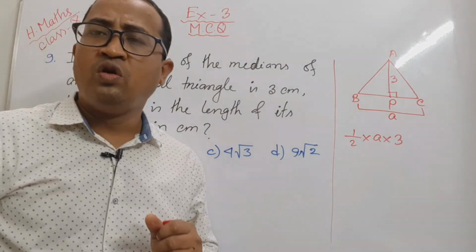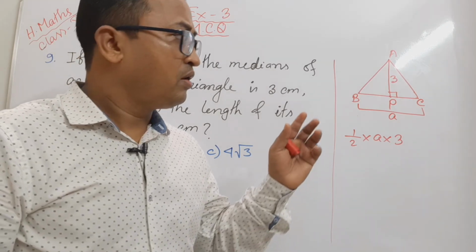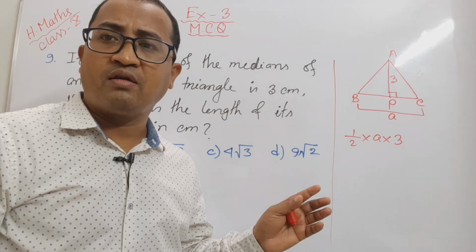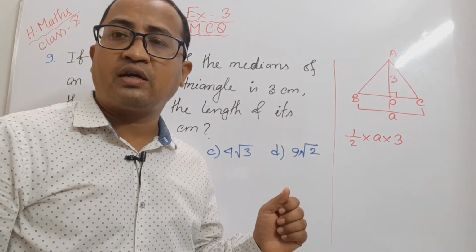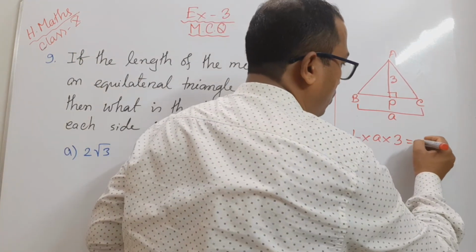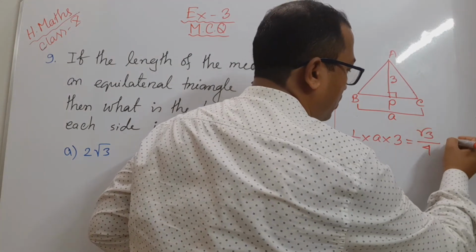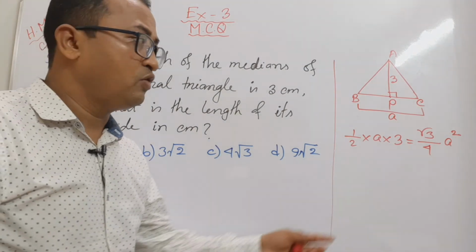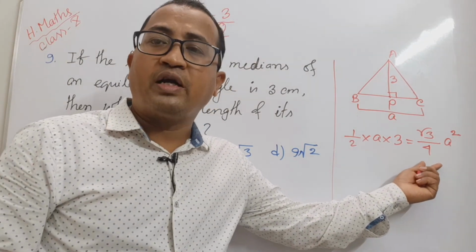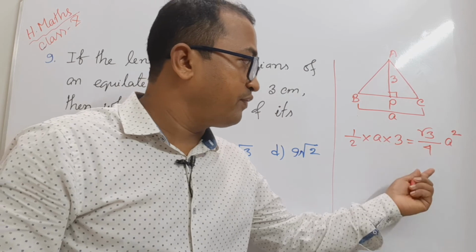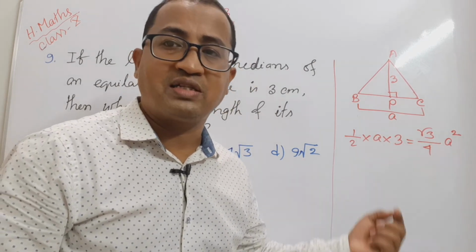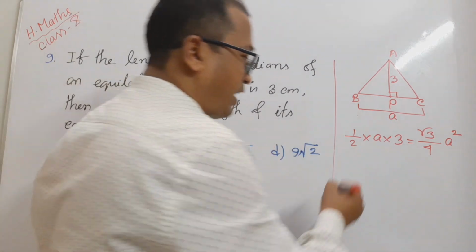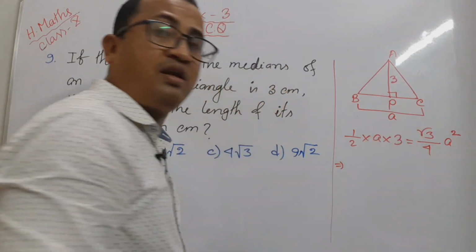But we know if one side of an equilateral triangle is a, then the area of that equilateral triangle will be root over 3 by 4 a square. We know the area of an equilateral triangle is root over 3 by 4 a square, where a is one side of that triangle. So now here we will find out the value of a from this equation.